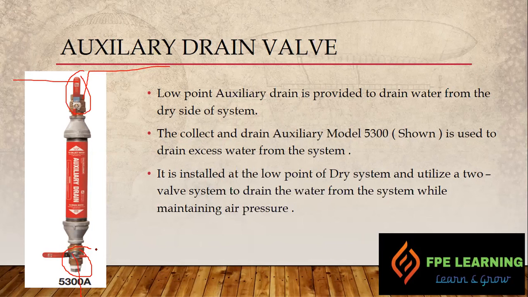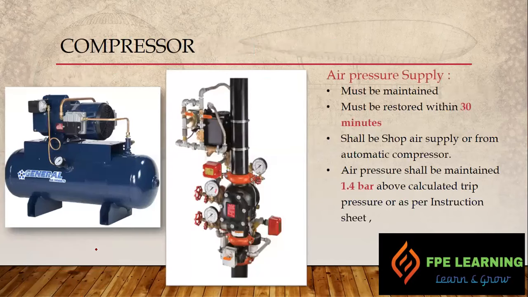For more information, you can look for some videos of the auxiliary model 5300 from this manufacturer, right? You can get more information from that. This is basically to avoid the loss of air pressure while discharging the water after the discharge or during the maintenance process.